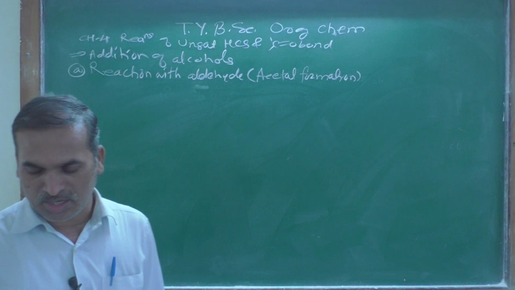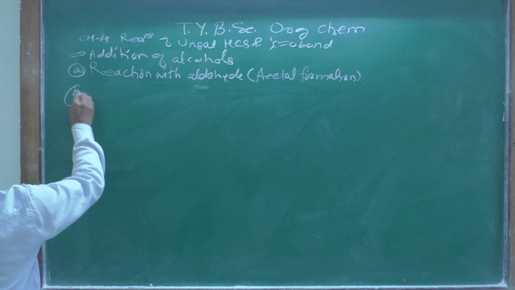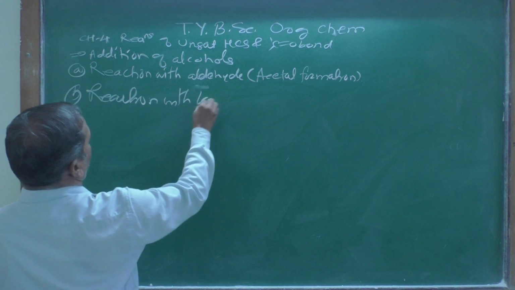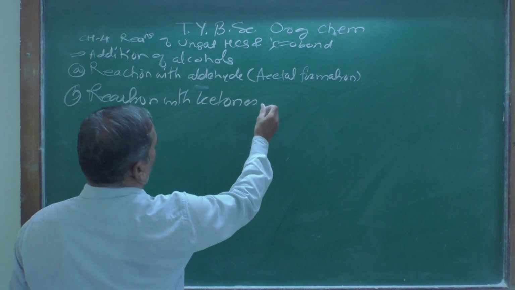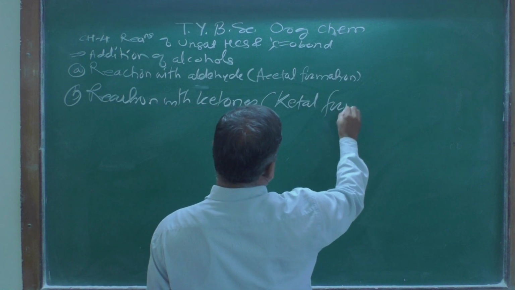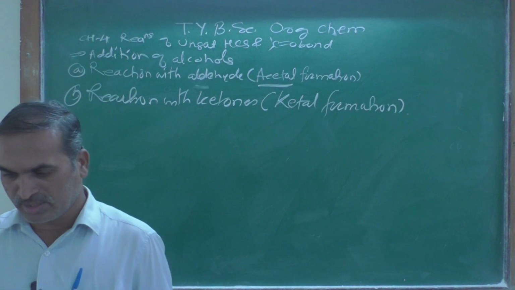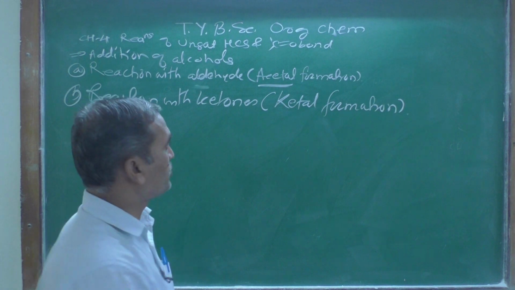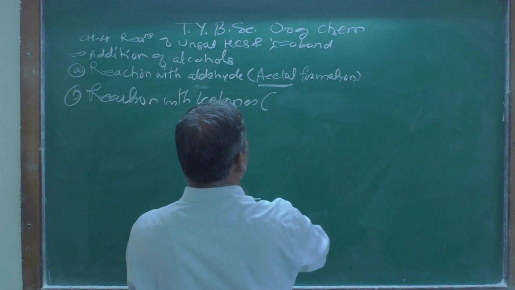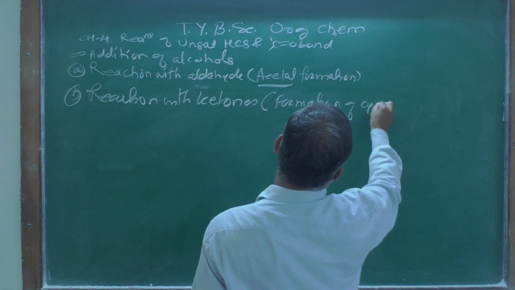Now the second reaction we are going to see, B, is the reaction with ketones. Here an aldehyde is there, that's why it is an acetal. And here is the formation of a cyclic ketal. Cyclic ketal formation, you can remember this. So here is the formation of a cyclic ketal.